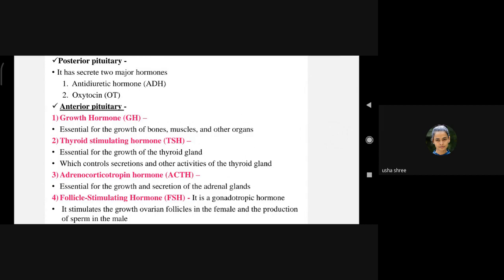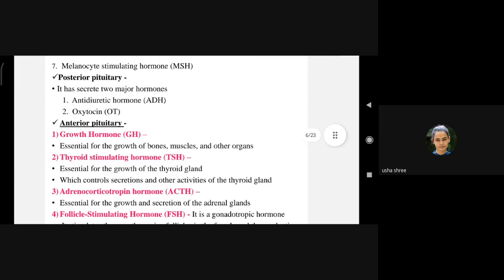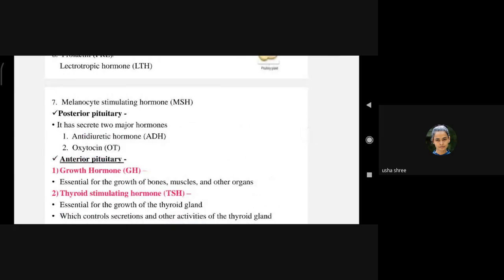Okay. And these two hormones are not produced in the posterior pituitary. These are stored in the posterior pituitary. These two hormones are produced in the hypothalamus. Right? Oxytocin and vasopressin are produced in the hypothalamus and they are stored in the posterior pituitary.